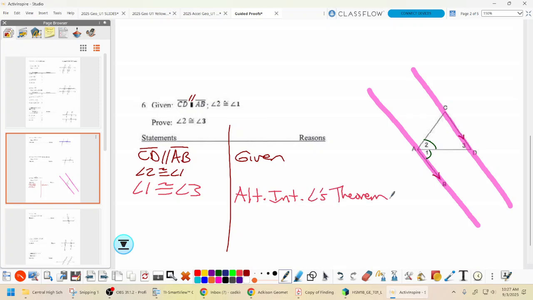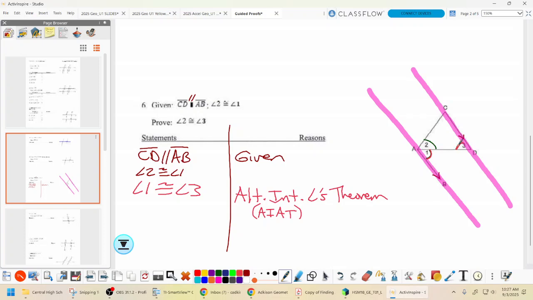Those of you just writing AIA, if you just write alternate interior angles, you're leaving off the actual reason why they're congruent, which is the T part. The theorem actually tells us that they're congruent. Otherwise, we're just saying that's what they are. Okay? So I'm going to link those two now.